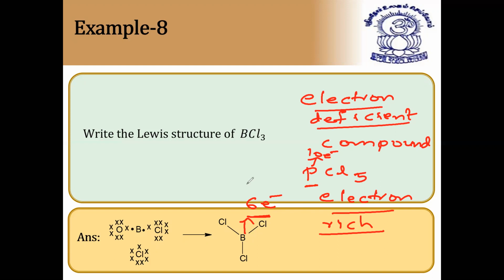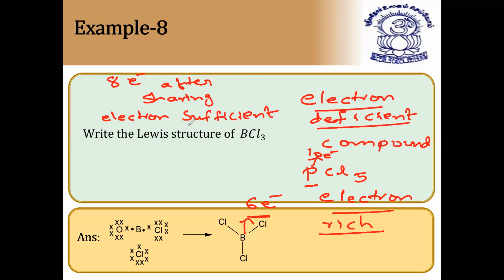So BCl3 is electron deficient, and which are electron sufficient? Those which have 8 electrons after sharing are called electron sufficient compounds. I hope it is clear now. So electron sufficient compounds, electron deficient compounds, and electron rich compounds.